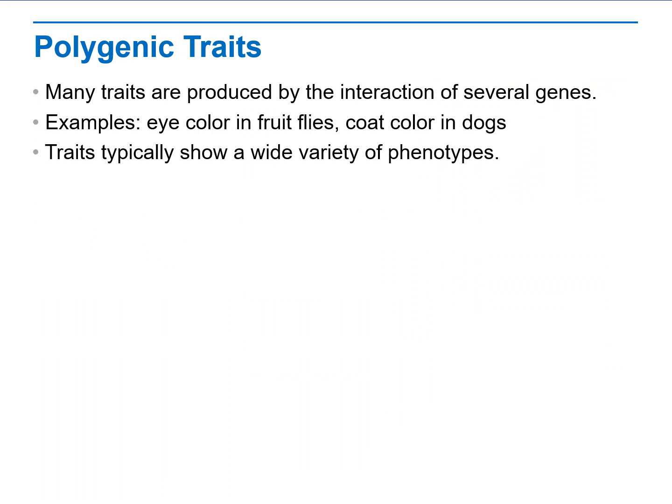Polygenic traits are produced by the interaction of several genes. Multiple alleles are different from polygenic traits because multiple alleles refers to different alleles for a single gene. What we saw with the rabbit coat colors, that was multiple alleles. There was one gene determining coat color, and it had 4 different alleles. Polygenic traits refers to multiple genes influencing a single trait.